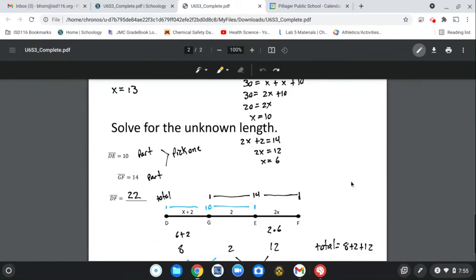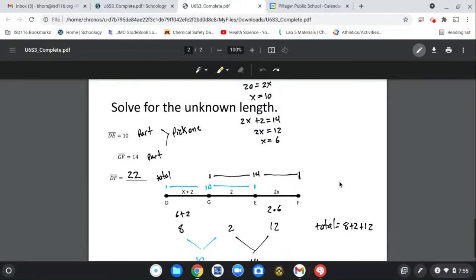Now, this last one. Again, this is changed up a little bit. Now we have 2 segments, DG and EF, that we don't know. And we're not given our total length, we need to find it. But we're given what a couple of the parts are. We're told that from D to E is 10. So we can set up a little equation that is X plus 2 is equal to 10. And we're also told that G to F is 14. So 2 plus 2X is equal to 14.